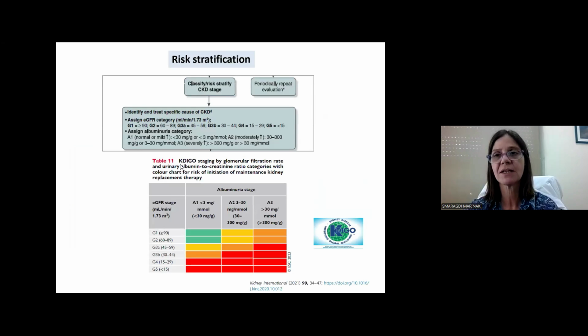Also, this provides at the same time the risk stratification. The GFR and the albuminuria put the patient into 5 categories for GFR and 3 categories for albuminuria. As we can see in this table, increasing albuminuria and decreasing GFR is associated with an increased risk, of course, besides cardiovascular mortality, also of initiation of maintenance kidney replacement therapy.